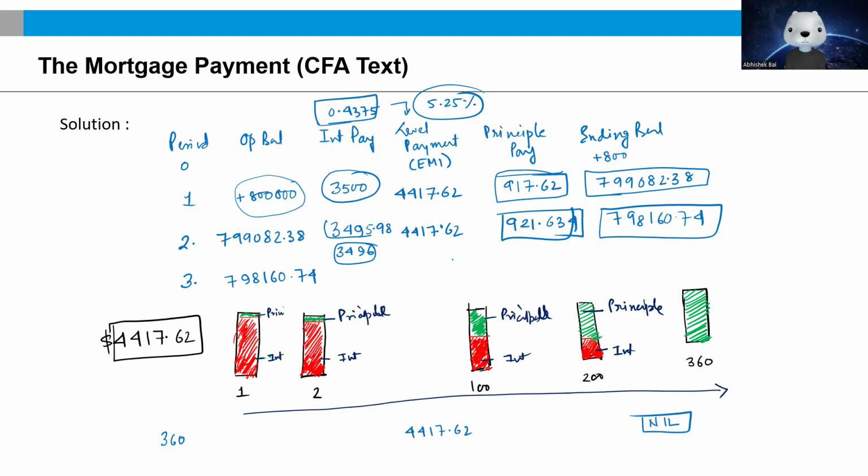Now, if you want to work this way, of course, as I stated before, this is going to consume a lot of time, because you'll have to segregate first each of these periods, and then the opening balance, then the interest payment, and then the level payment. Each of these things you'll have to write separately and then work through this. Even if it is workable for the first couple of months, it's going to obviously consume more than 90 seconds of the allotted time.